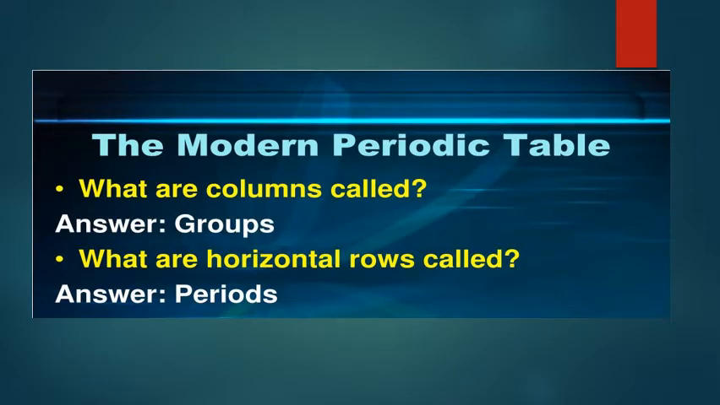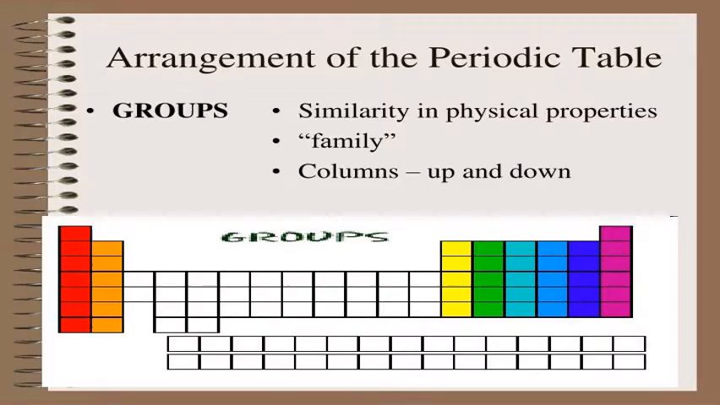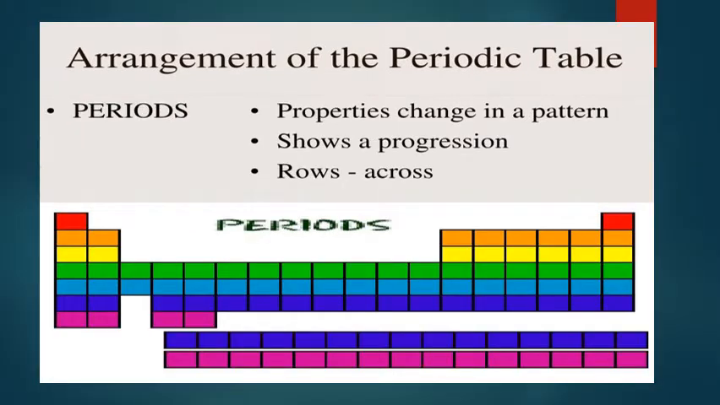The modern periodic table. What are columns called? Columns are called groups. What are horizontal rows called? The horizontal rows are called periods. Arrangement of the periodic table in groups: similarity in physical properties, families, columns up and down. Arrangement of the periodic table in periods: properties change in a pattern, showing a progression across rows.